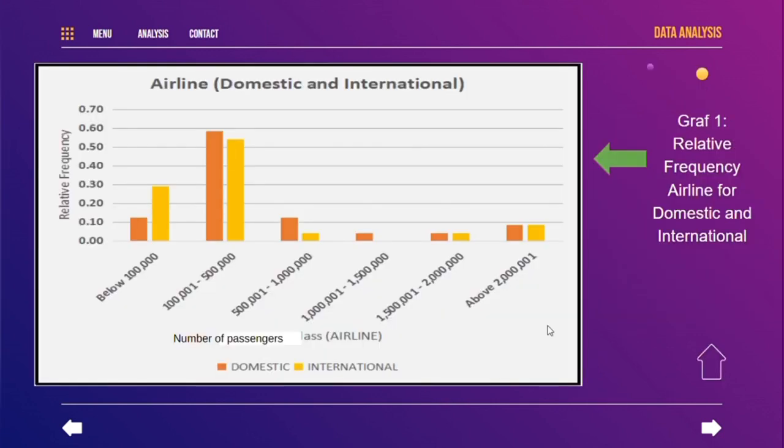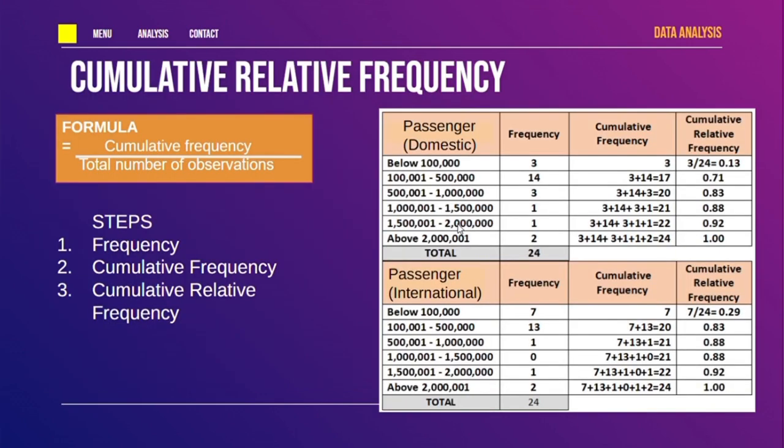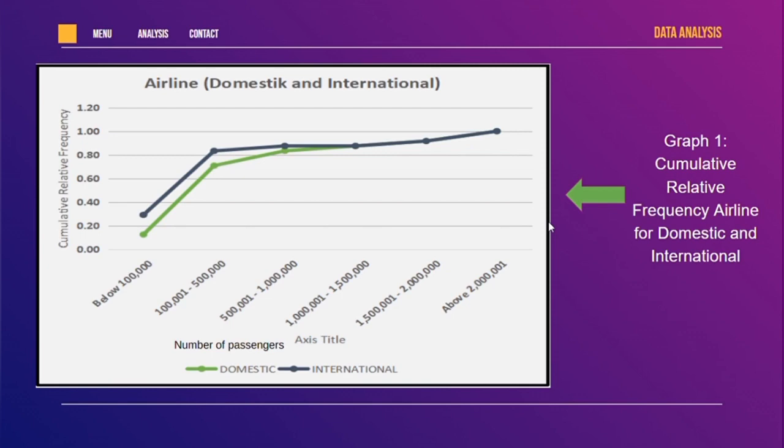Next is the graph for the relative frequency, a line for domestic and international. Secondly is cumulative relative frequency. They have 3 steps to calculate. First is find the frequency, and the second is cumulative frequency, which is we just add the number of frequency, and the last one is cumulative relative frequency. The formula is cumulative frequency divided by total number of observations. And the last one is the graph for the cumulative relative frequency, airline for domestic and international.